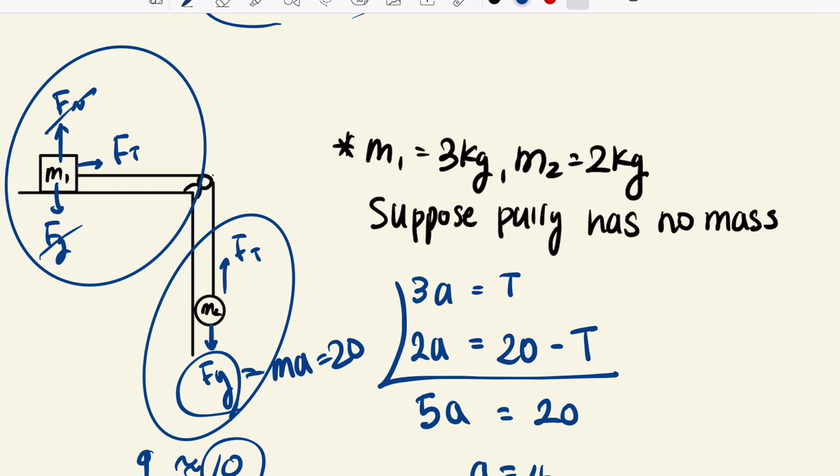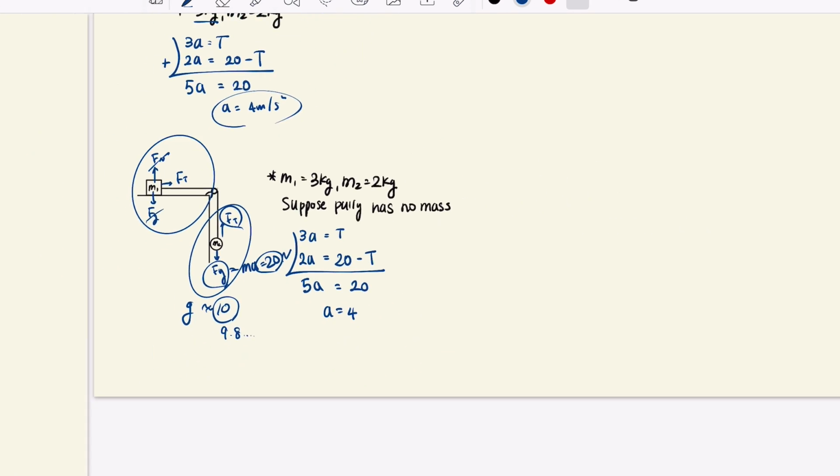Again, why is it 20 minus T, not T minus 20? Because we're assuming that M2 is moving downwards. So here, the 20 newtons downward is a larger force than Ft. So we're subtracting T from the larger force, which is 20.